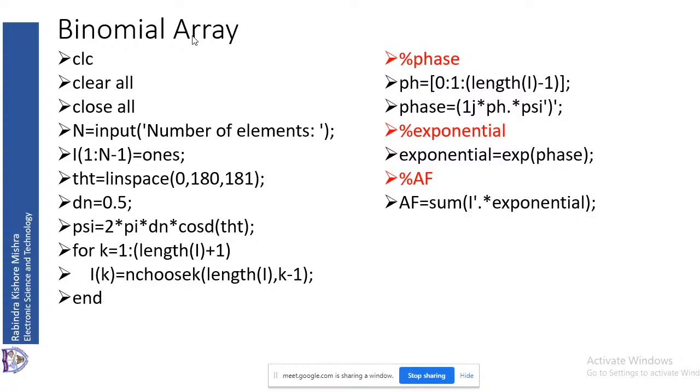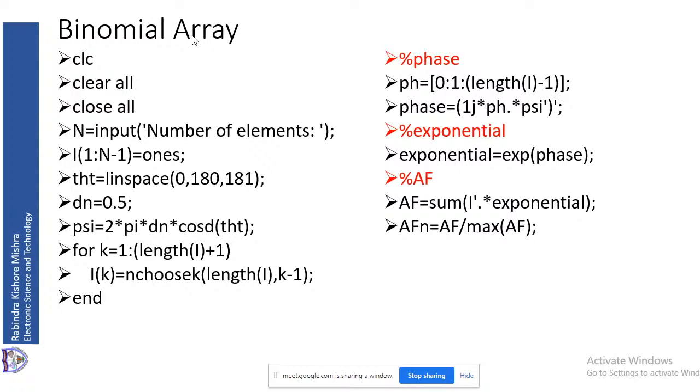Then find out the array factor. You know the formula. It is the sum of all the exponentials, multiplied by the coefficients. The coefficients are the transpose of L, taken dot star with the exponential. That is 1 plus e to the power j psi plus e to the power 2 j psi, and so on. The sum means the sum of all those terms. Then the normalized array factor will be the array factor divided by the maximum of the array factor.